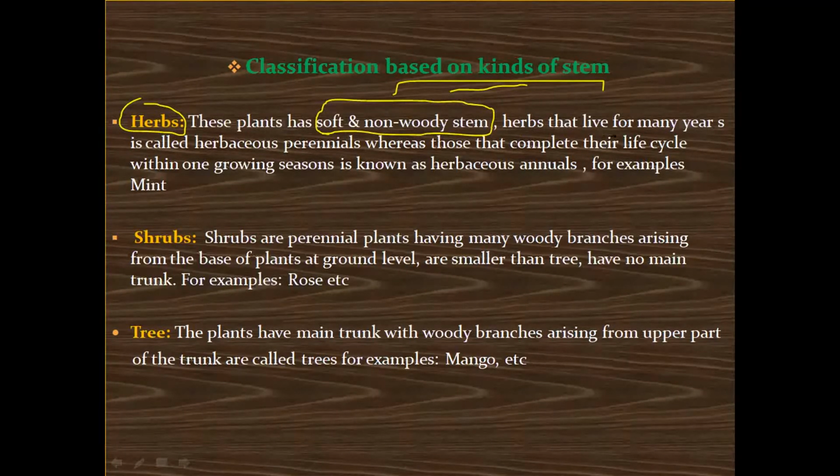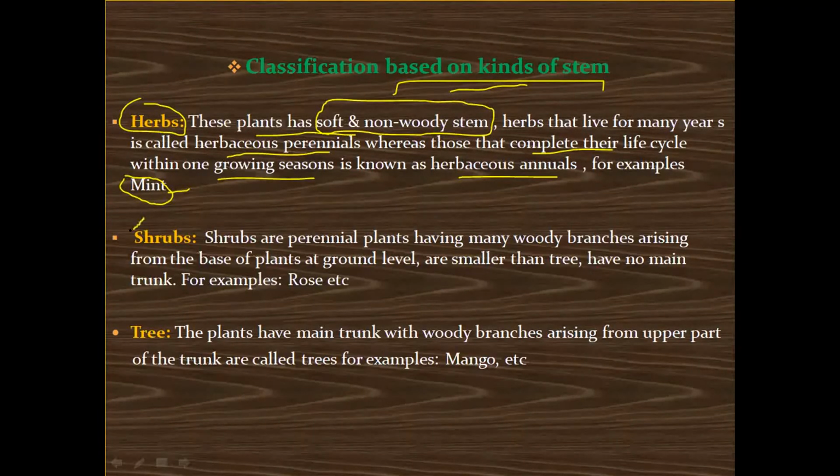Those herbs that live for many years are called herbaceous perennials, whereas those herbs that complete their life cycle within one growing season are known as herbaceous annuals. We already know about annuals and perennials. For example, the most important example is mint, which belongs to the Mentha species. So herbs are those plants which have soft and non-woody stems.